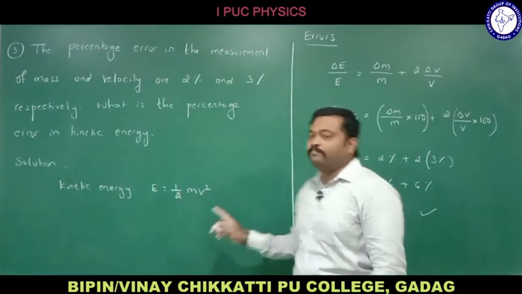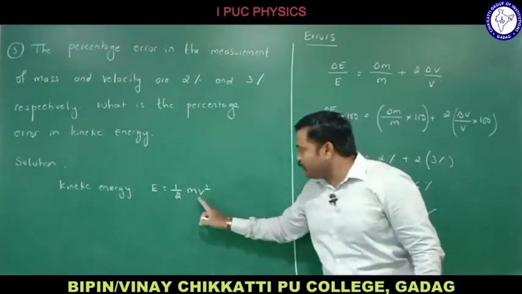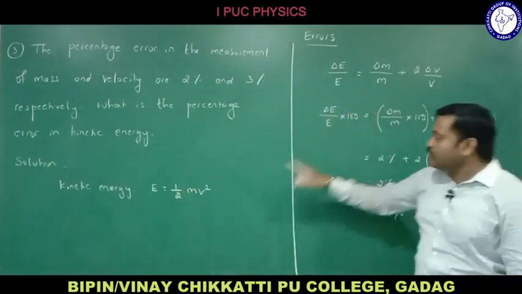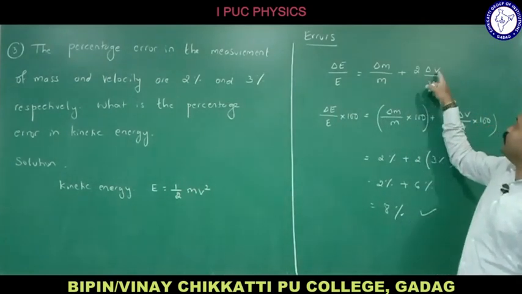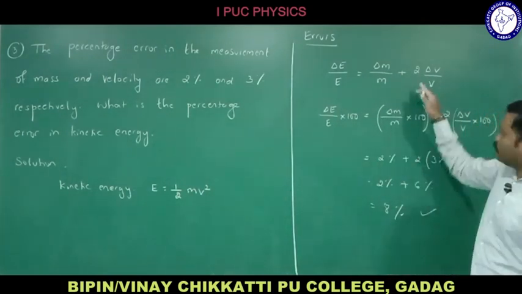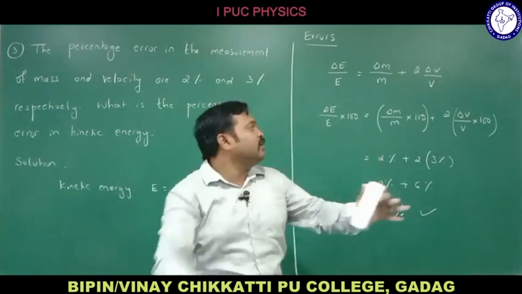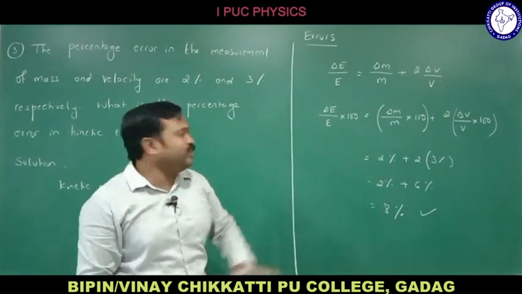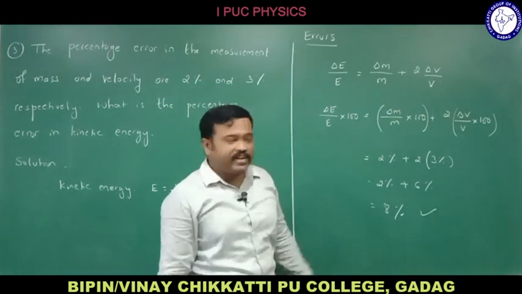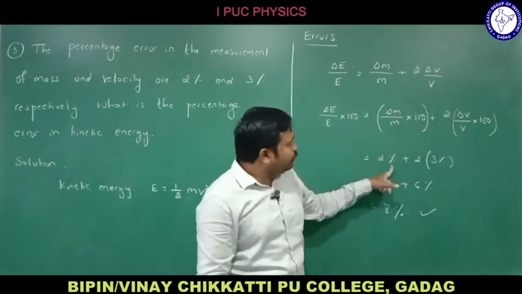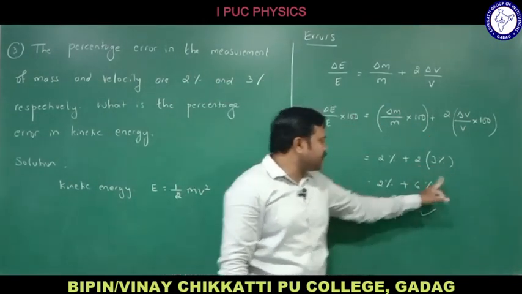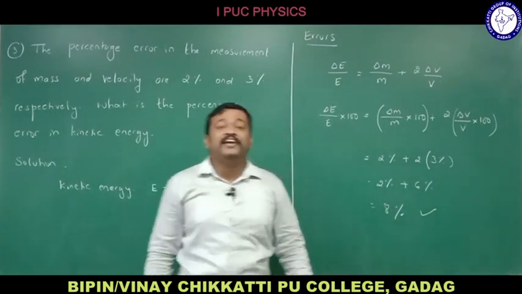What is the error in m? Delta m by m. Since it is multiplication, I need to take a plus here. For v square, we take 2 into delta v by v. Since percentage errors are given, I multiply all the terms by 100 so that we get the percentage error. The percentage error in mass is 2%, the percentage error in velocity is 3%, so we have calculated 6%, and we have got 8%.